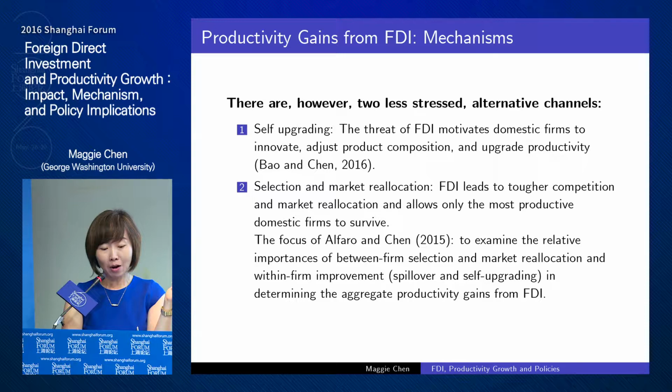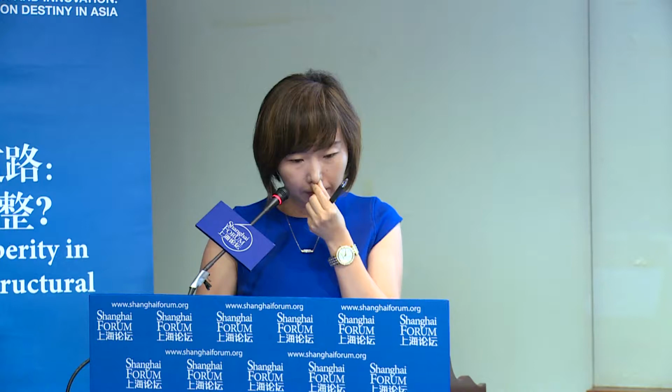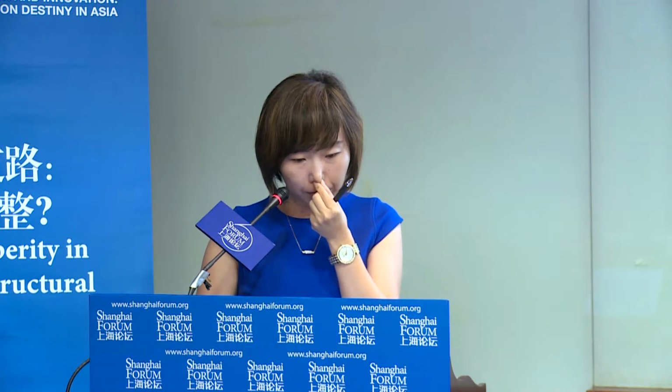Oh, wow. Okay, the second channel is selection and market reallocation. FDI can lead to tougher competition and market reallocation, and only allow the most productive domestic firms to survive. So the productivity will increase, not because of productivity spillover, but simply because of the selection and market reallocation. So how do we do that? So the way we do that, let me jump into the data.